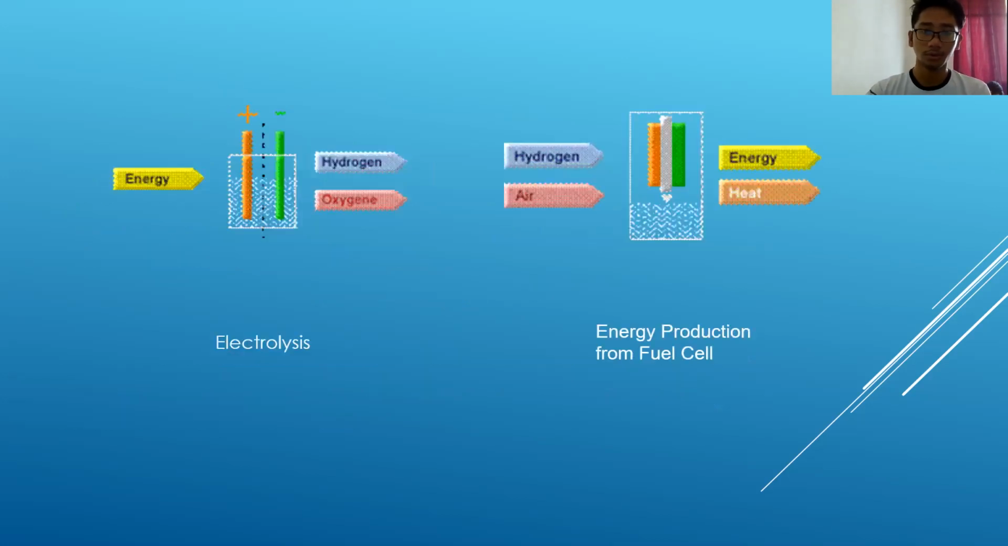This is the picture for electrolysis: energy, where from anode to cathode, hydrogen and oxygen in one store. This is for energy production in a fuel cell: hydrogen and air equal to energy and heat.